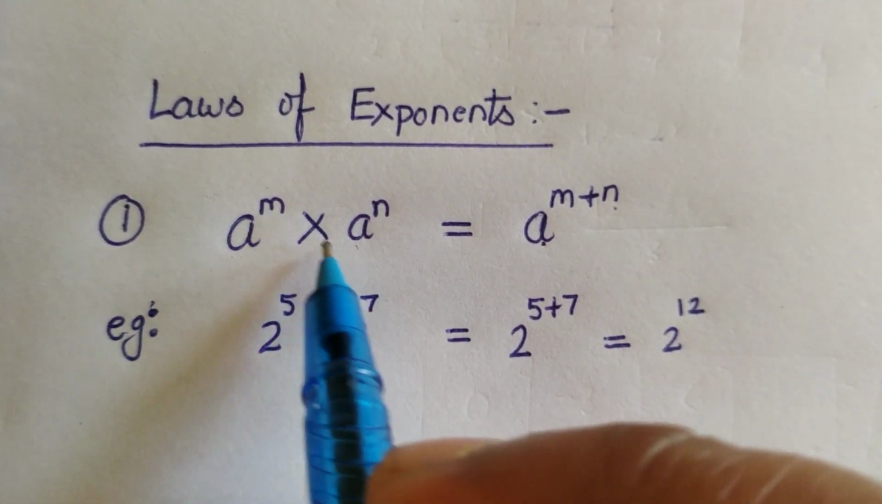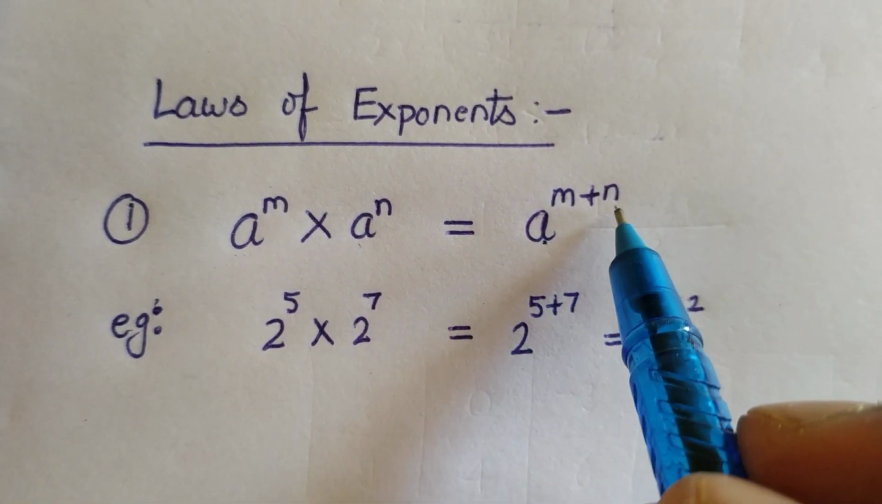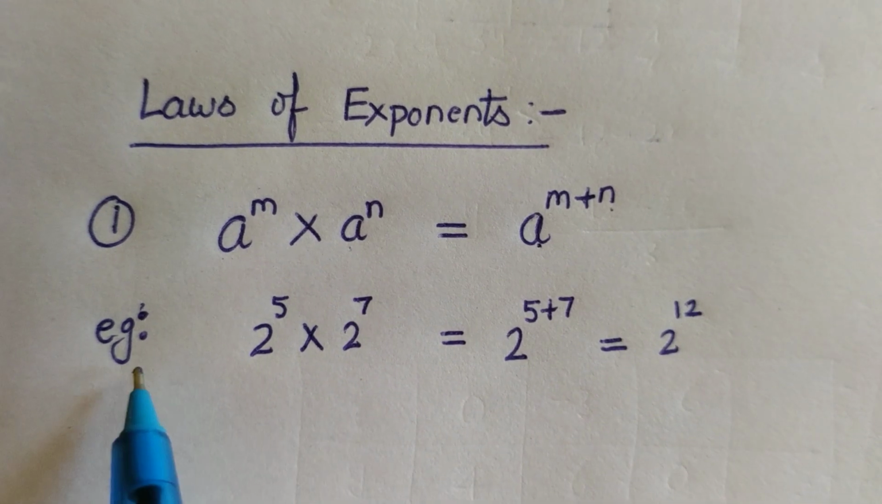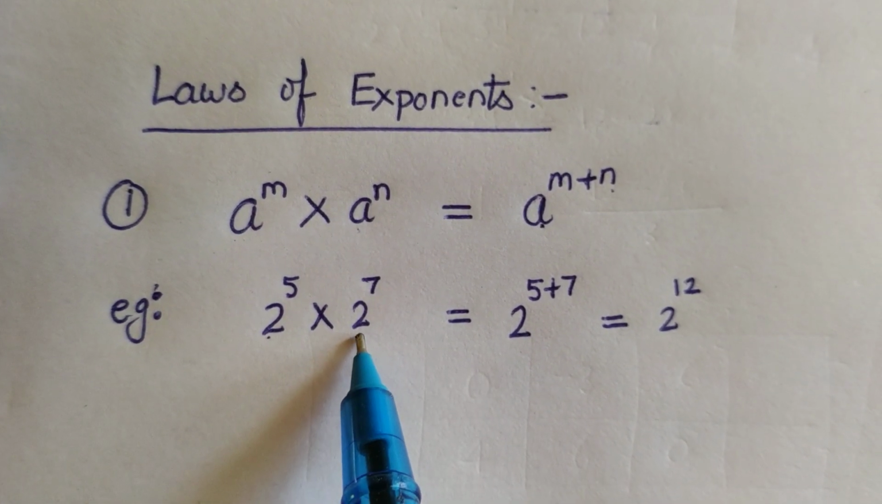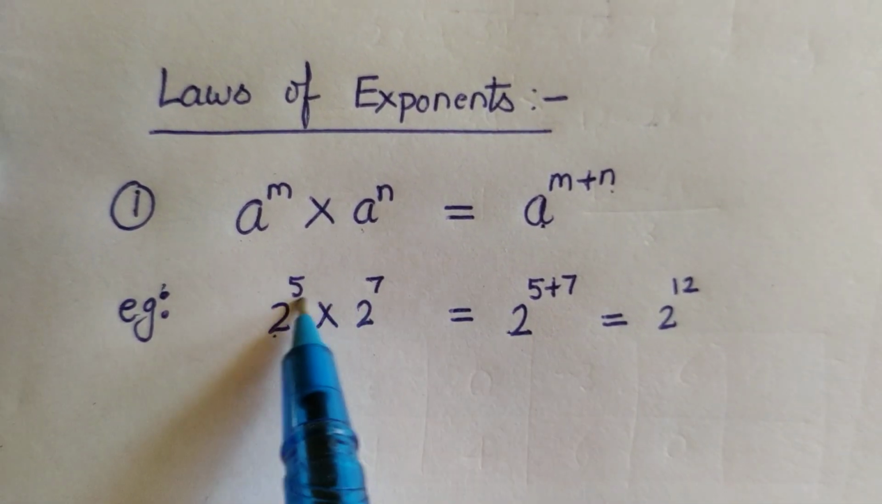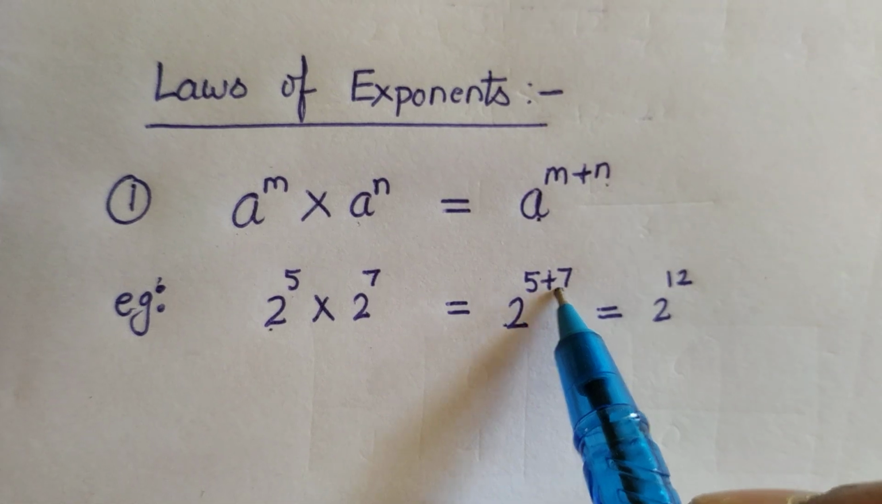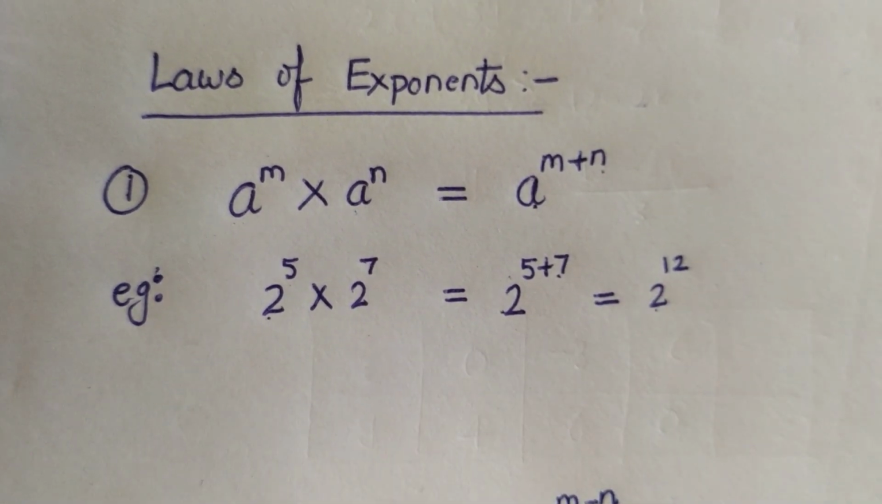Therefore, a to the power m multiply a to the power n is equal to a to the power m plus n. Example is 2 to the power 5 multiplied by 2 to the power 7 is equal to, write 2 one time, 5 plus 7, and 5 plus 7 is 12. So the answer is 2 to the power 12.